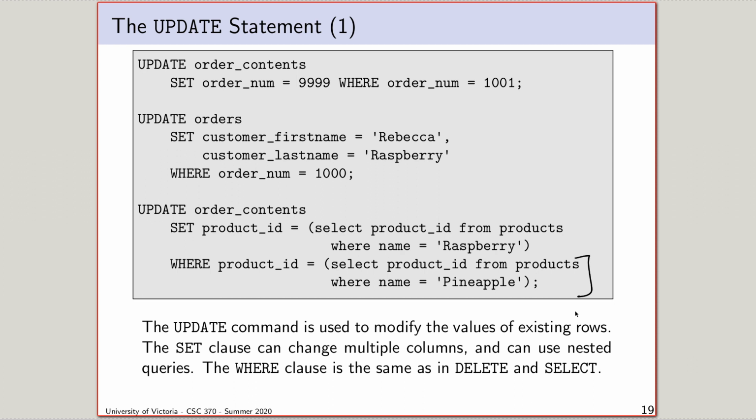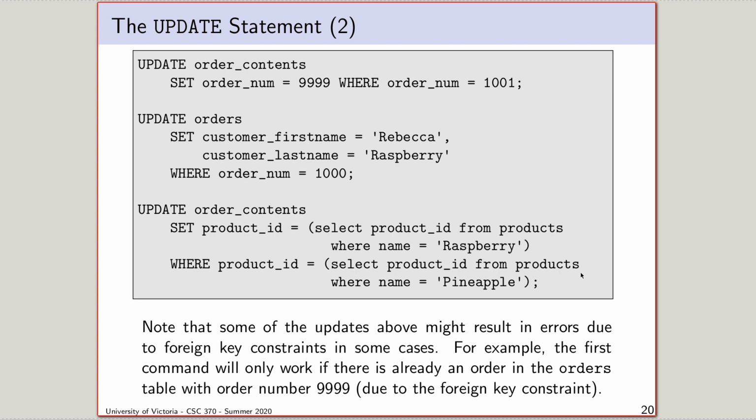I can just look it up dynamically in the middle of the update clause. And then I want to change whatever they ordered from a pineapple to a raspberry. So I look up the ID of raspberry with a nested select statement. Now, we have to be careful here. So we're slowly transitioning towards a discussion of constraints and constraint enforcement.